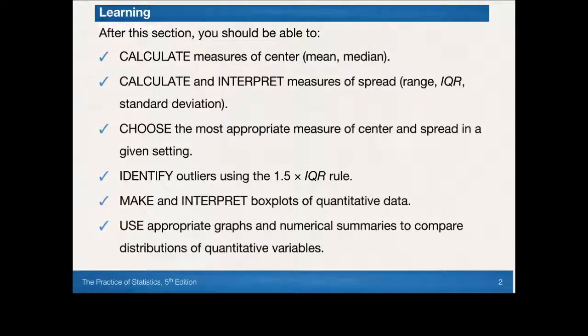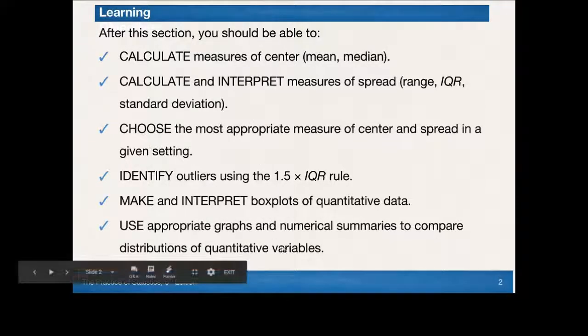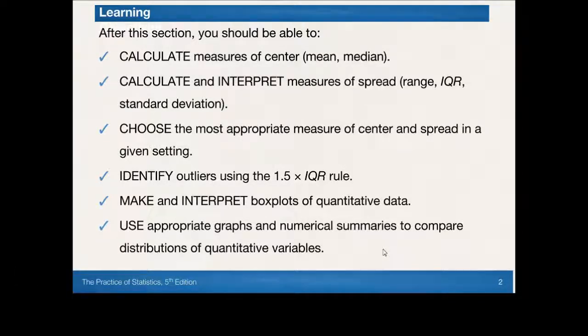In this section, we're going to calculate the measures of center, so we look at the mean and the median. We're going to calculate and interpret measures of spread. We're going to choose the appropriate measure of center and spread in a given setting. We're going to identify outliers mathematically now. I'm going to make and interpret dot plots or box plots of quantitative data. I'm going to use appropriate graphs and numerical summaries to compare distributions of quantitative data.